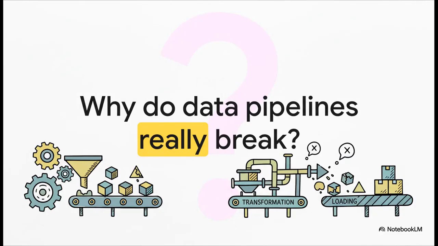So let's just ask the big question right up front. Why do these incredibly important systems seem so, well, fragile? Why do they really break? Is it a bug you wrote? Bad data? Some random network glitch? The truth is, it's a little more complex than that.